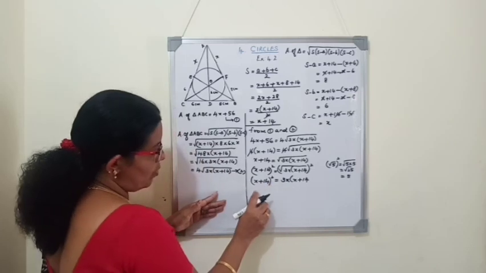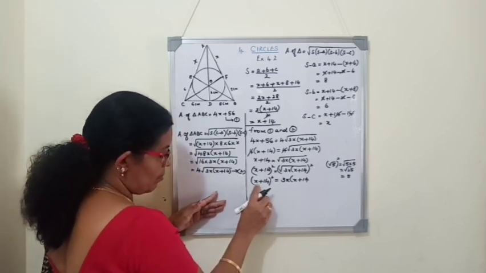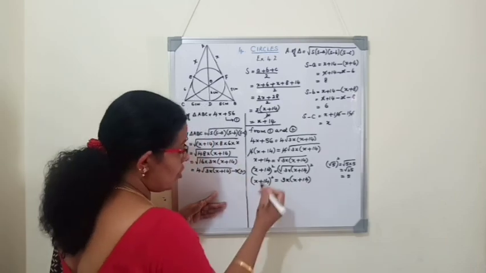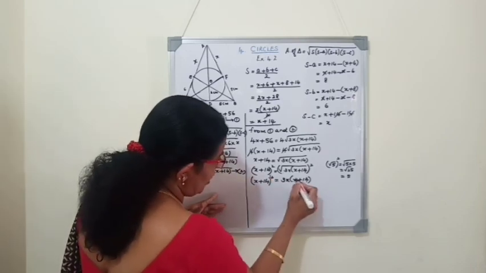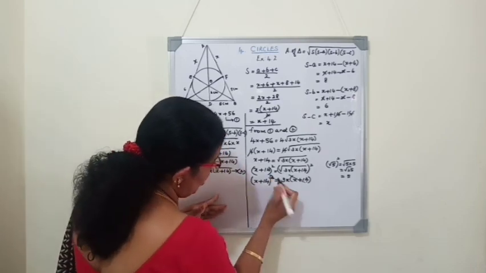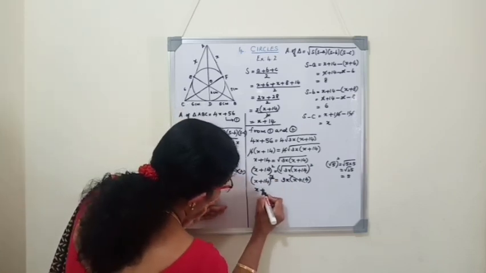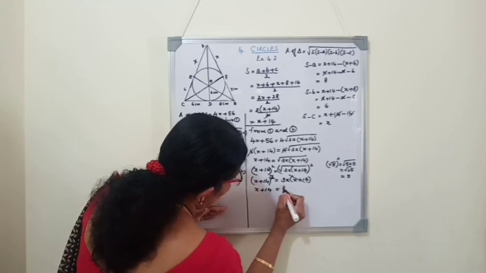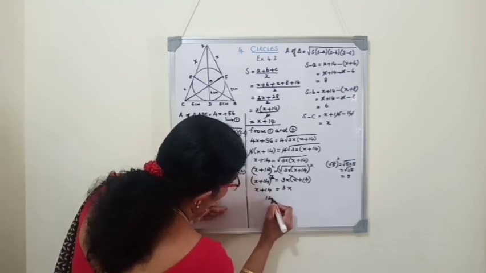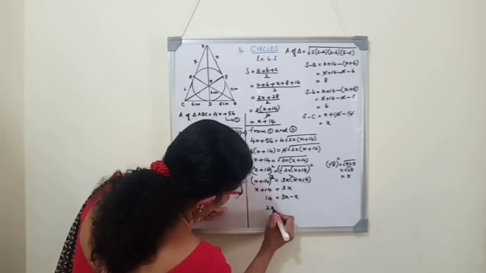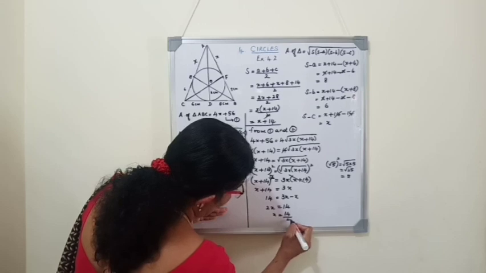Now whole square means what? Here x plus 14 into x plus 14, and here also x plus 14 is there. So directly one x plus 14 we can cancel. So square means 2 terms are there, 1 I cancel. So how many terms are remaining? 1. Only x plus 14 will remain, is equal to 3x. So 14 equals 3x minus x. So 2x equals 14 and x is equal to 14 by 2, that is 7.